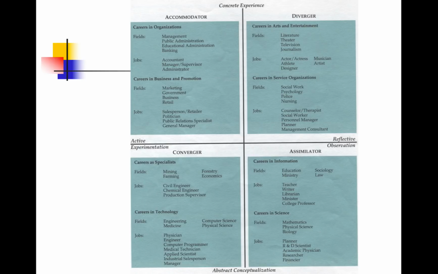So then this grid just explains some of the things we said before about the fields that certain learning styles tend to lean towards. So accommodators tend to lean towards fields in management and public administration. Divergers more lean towards careers in arts and entertainment. The assimilators' stronger fields tend to be education, ministry, sociology, law, and the convergers tend to lean towards those science careers, mining, forestry, farming. Obviously, this is old, but also when you think about jobs, you think about engineering, chemical engineers, production supervisors, those very problem-solving concrete type positions.